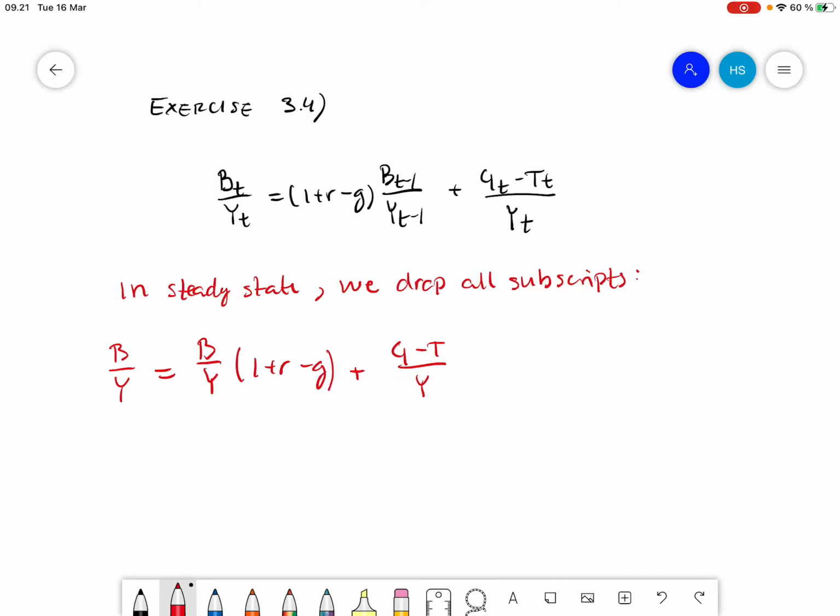So now we have to assume that the primary deficit is constant, just like we've done so far. Compute the long-run steady-state value of the real debt to GDP ratio in this economy. So what we have to do is recall the expression, the formula for the real debt to GDP ratio.